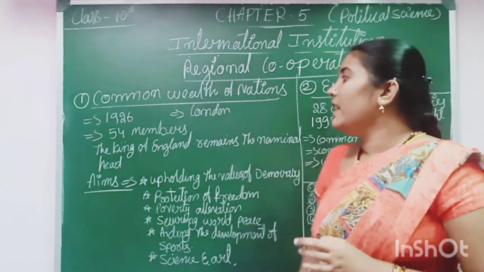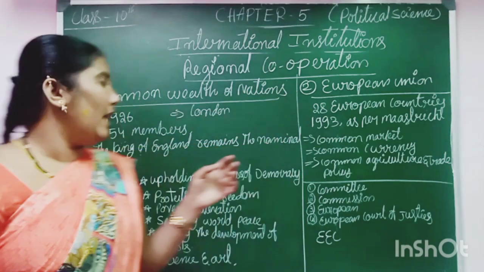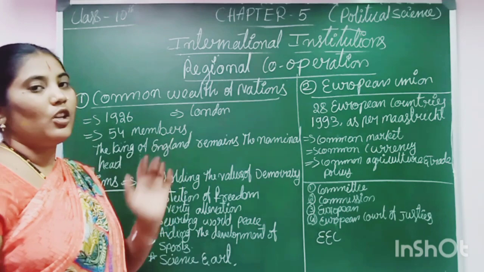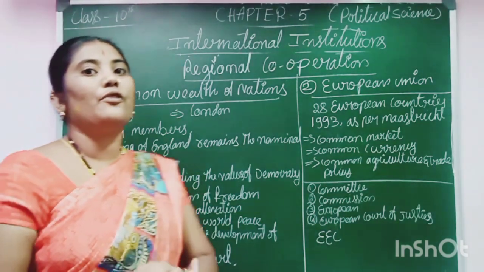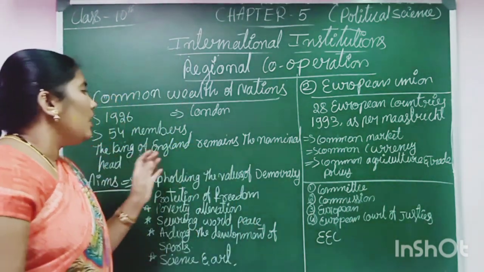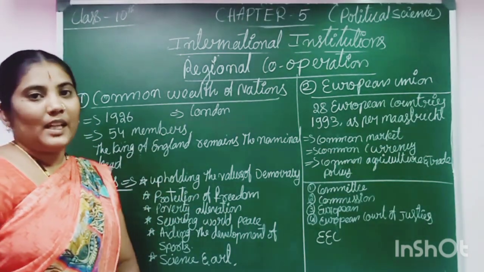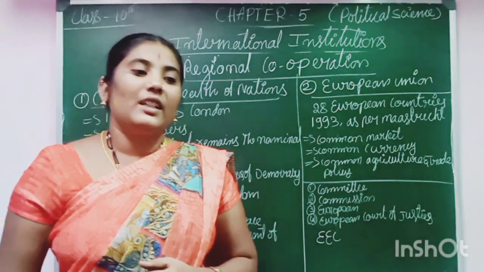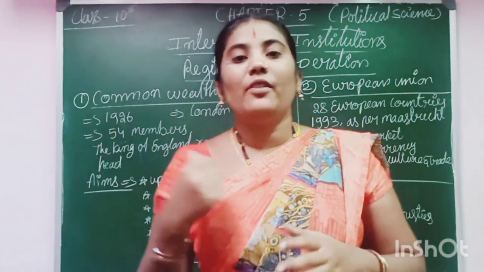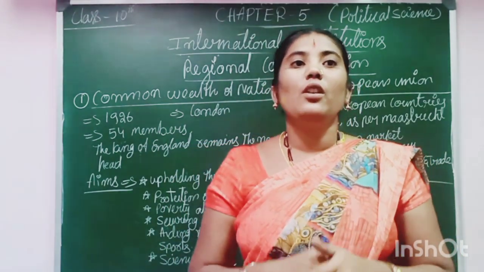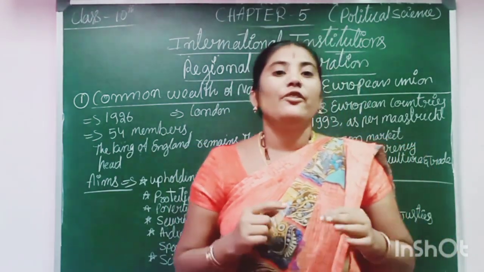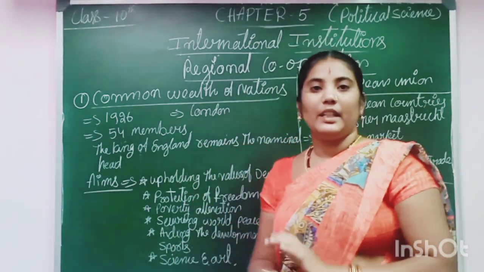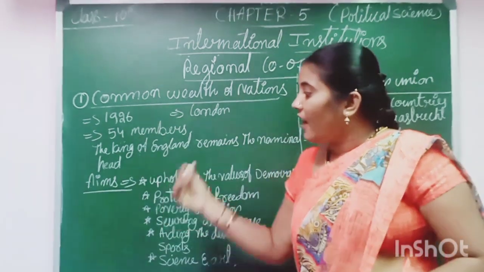Here we can see that the King of England remains the nominal head of this Commonwealth Organization. It gives more support for sports. We know that the Commonwealth Games are held by this Commonwealth Organization. Then the countries which get the membership of the Commonwealth send their Prime Minister, Finance Minister and External Affairs Minister to attend the meeting. Understand this?